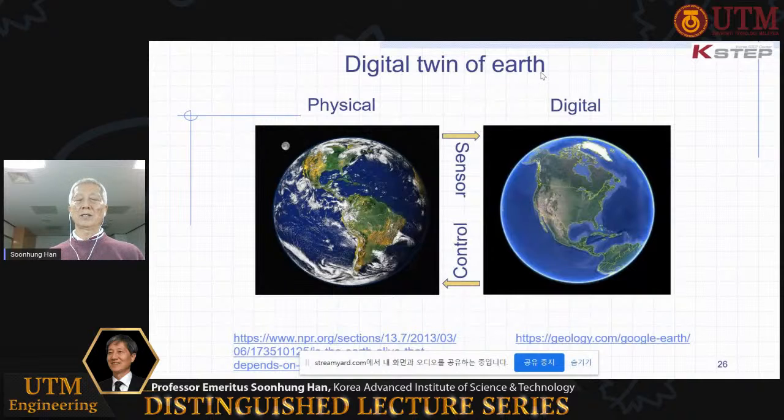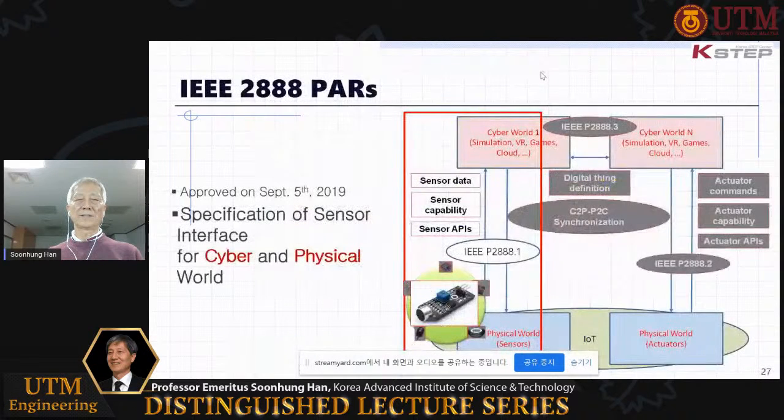If we increase the scope of the digital twin concept, you can talk about a digital twin of Earth. On the right-hand side, you see Google Earth. Google Earth is very nice to see. When I was visiting the Google company, I tried to find my house in South Korea from there. So it can be digital and physical.